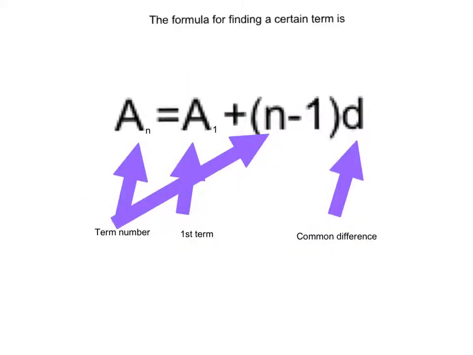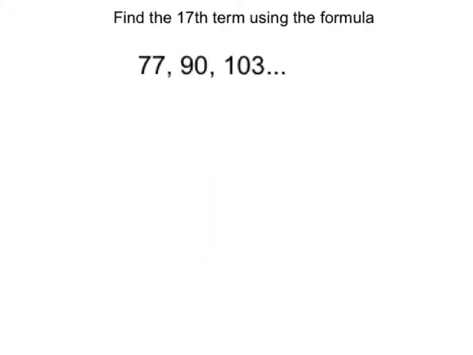Now, for more complicated systems, you use the formula. It is a sub n equals a sub 1 plus n minus 1 times d. n is the term you are finding. a sub 1 is the first term that they give you, and d is the common difference. Now let's use the formula.